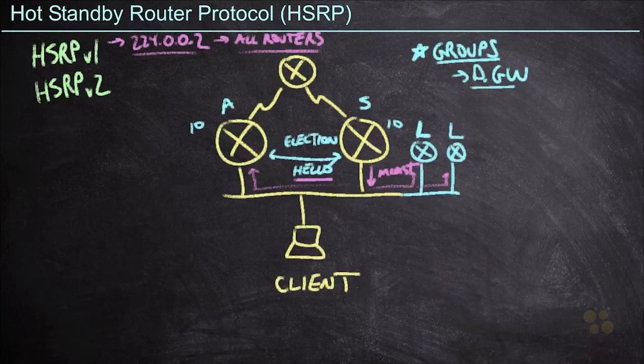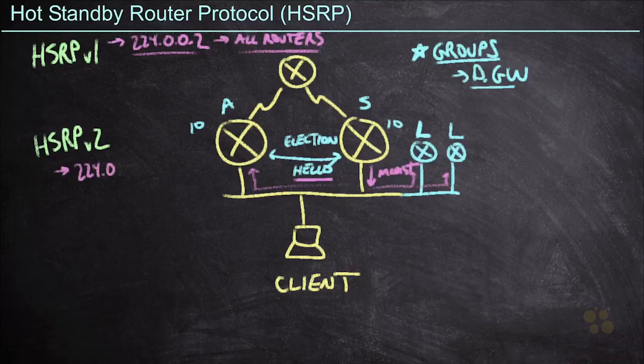This is why with HSRP version 2, HSRP version 2 is going to use 224.0.0.102. 102 is reserved for Cisco FHRPs. And yes, I said FHRPs, not HSRP. This is the same multicast address we're going to use for GLBP, which is another Cisco-made FHRP that we're going to be discussing in a couple of videos. But for now, we can think of this as a reserved multicast address for HSRP version 2.